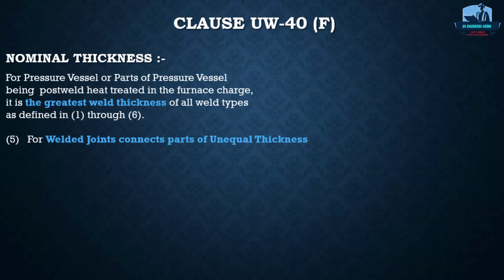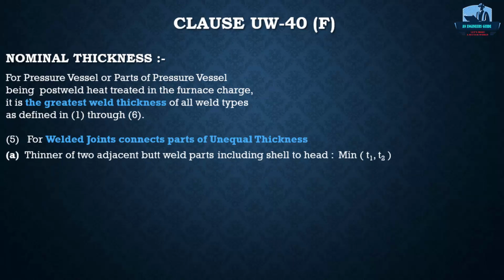So guys, while learning the clause UW40F, always keep in mind that for nominal thickness, we have to consider the greatest weld thickness of all weld types. But in point number 5, generally we get some confusion. So let's learn point number 5. What point number 5 says: for a welded joint connecting parts of unequal thickness, the nominal thickness will be the thinner of two adjacent butt weld parts, including shell to head, because most of the time the thickness variation occurs at the shell to head junction.